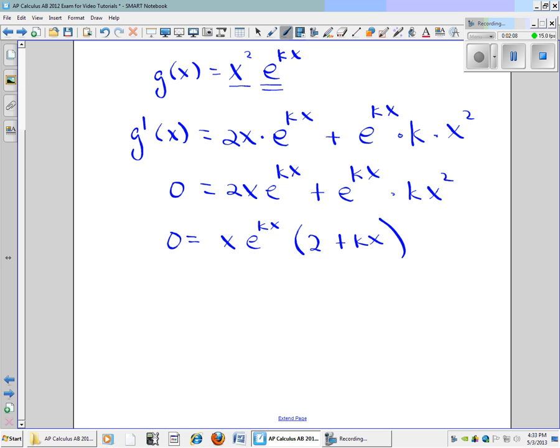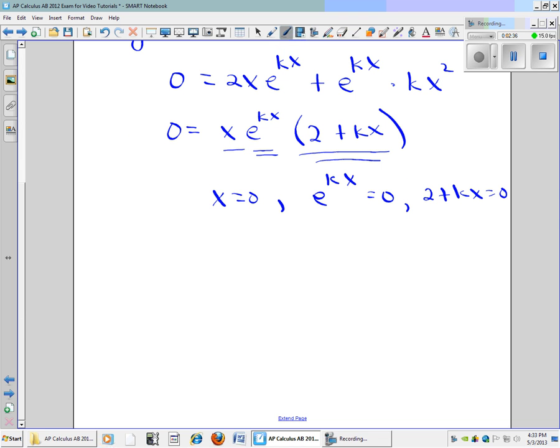So that means I have 3 terms that are being multiplied, and I'm getting 0 as a result. So the following must be true. Either x equals 0, e to the k times x equals 0, or 2 plus kx equals 0. One of those 3, all right? And possibly more than one, but those are the possible solutions I can have.